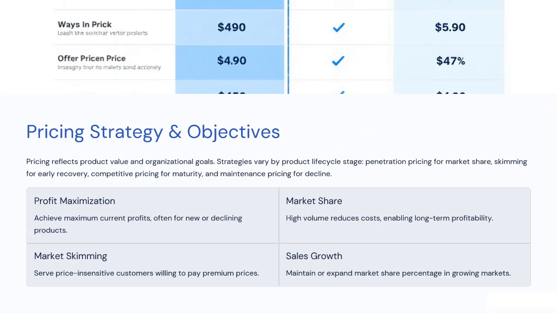Do you have an idea? Profit maximization, this one. Can you see when my mouse is shaking? To this one, I'm switching from penetration pricing to profit. This one.